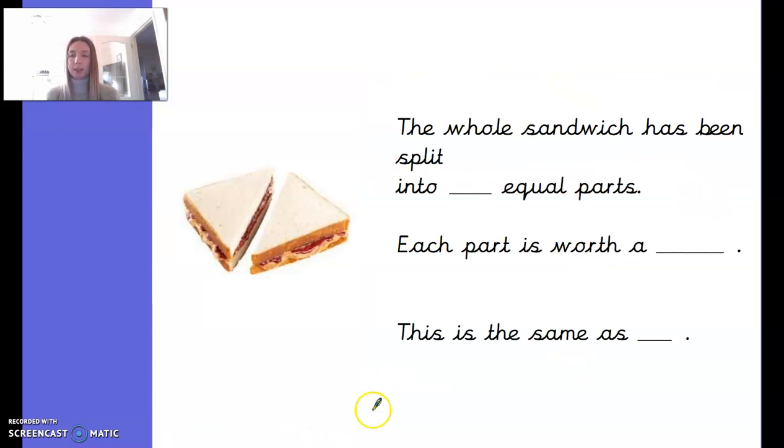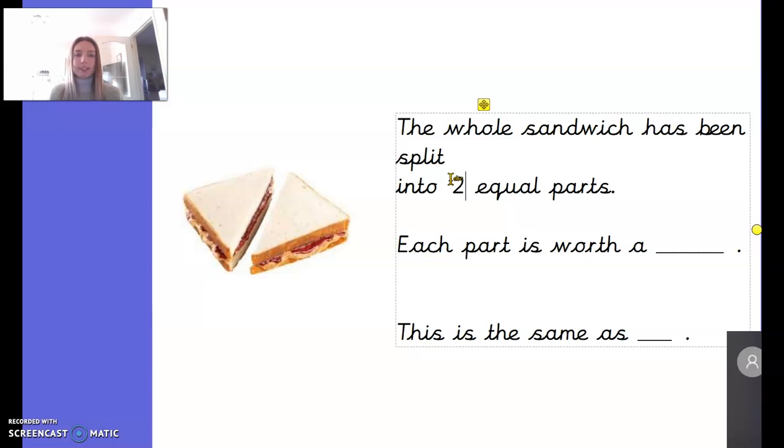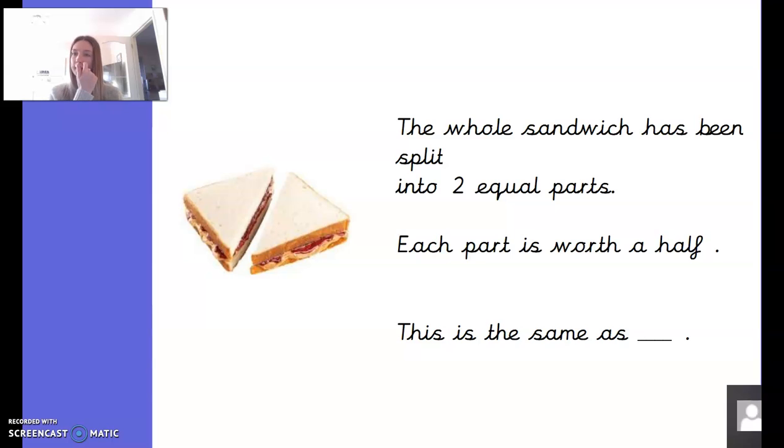Let's have a look at this picture. This time we've got a sandwich. The whole sandwich, so this is the whole sandwich all together, has been split into how many equal parts? How many equal parts can we see? 1, 2. So the whole sandwich has been split into 2 equal parts. Each part is worth a half. This is the same as, can we remember how to write this fraction? See if you could have a go at writing it in the air as I'm writing it on the screen. 1 half. And we write that like this.